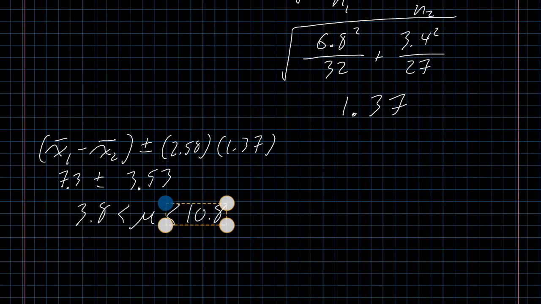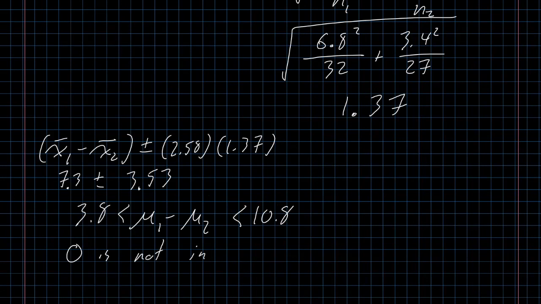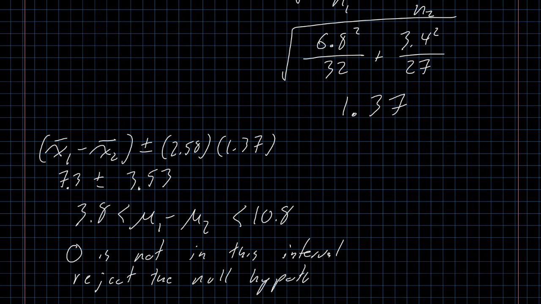And this is not just one mu, this is our estimator for mu1 minus mu2. 0 is not in this interval. And because 0 is not in this interval, we reject the null hypothesis.